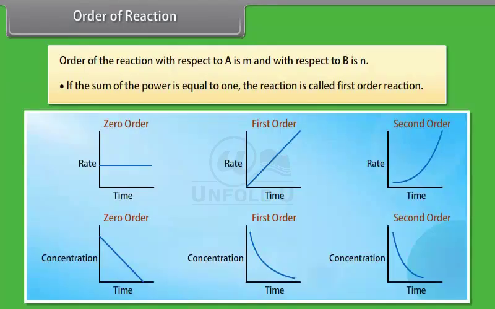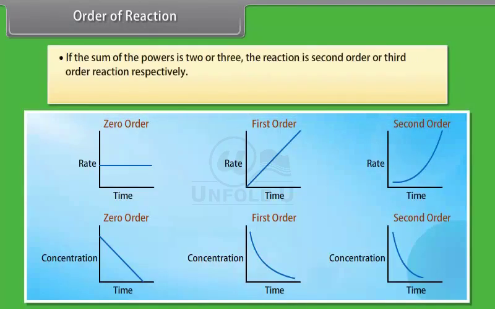If the sum of the power is equal to 1, the reaction is called first order reaction. If the sum of the powers is 2 or 3, the reaction is second order or third order reaction respectively. The order of a reaction can also be 0 or fractional. Units of rate constant for different orders.